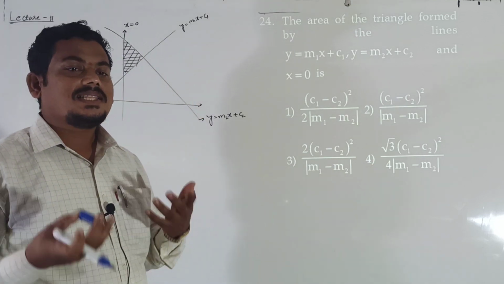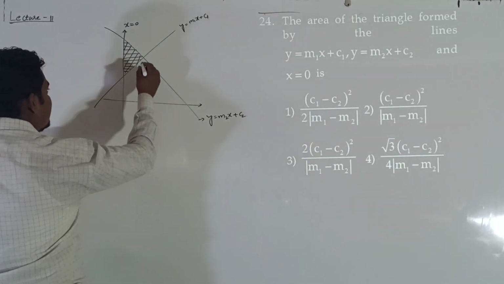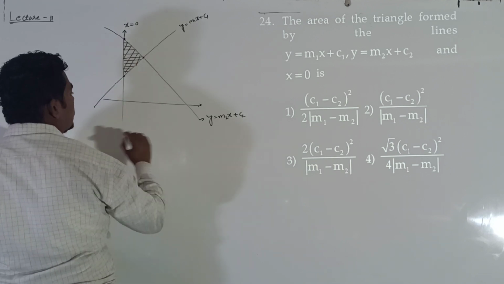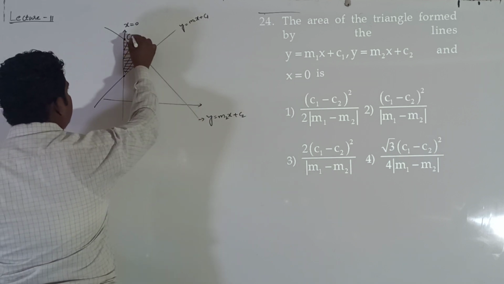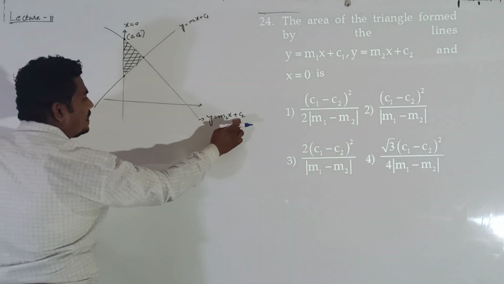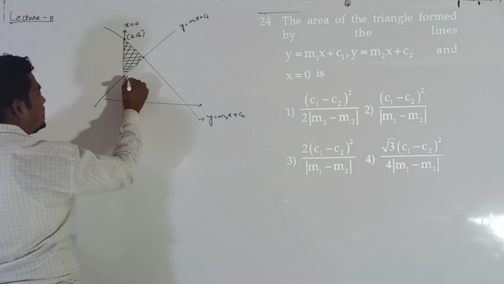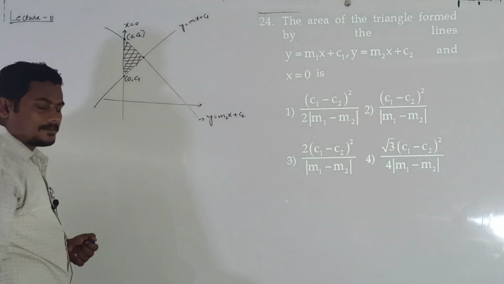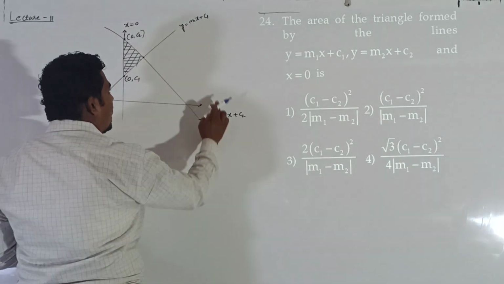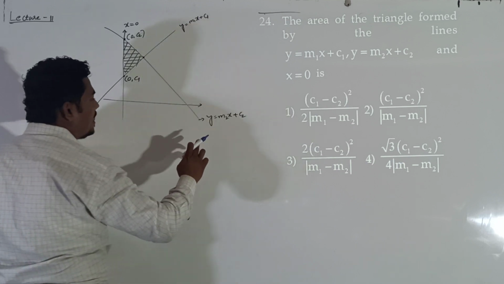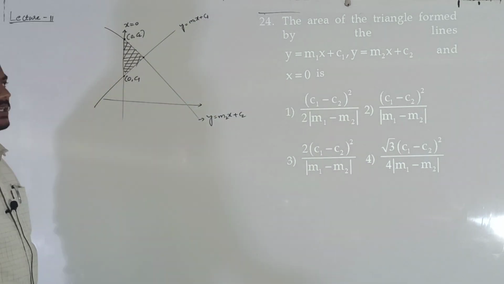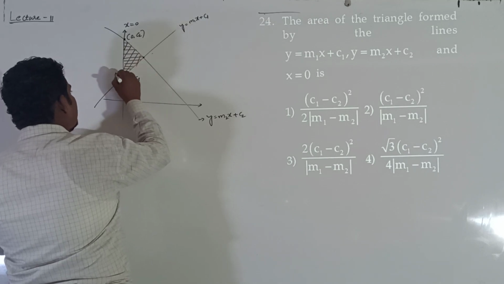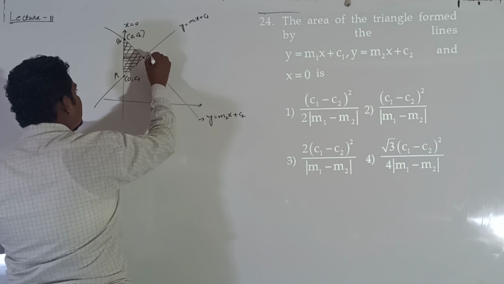But in this case, their equations are given. Just find point of intersections. This is 0 comma c2, y intercept c2. This is 0 comma c1, and similarly solve these two equations. Solve y equal to m1x plus c1 and y equal to m2x plus c2. Then you get point of intersection, this point. Suppose this is A, this is B and this is C.